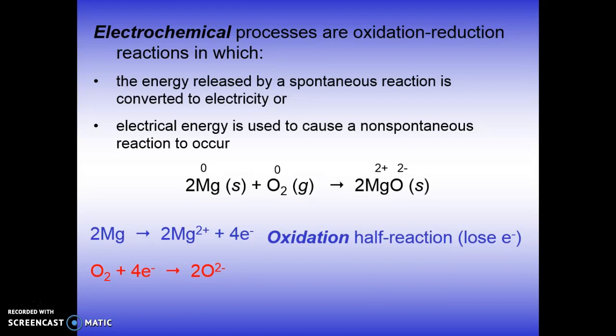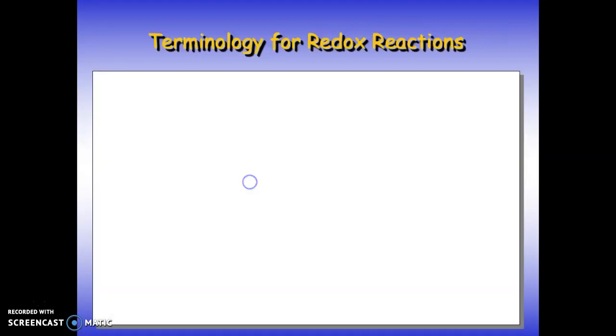So when substances lose electrons, that's called oxidation. When substances gain electrons, that's called reduction. So magnesium is undergoing oxidation and oxygen is undergoing reduction.